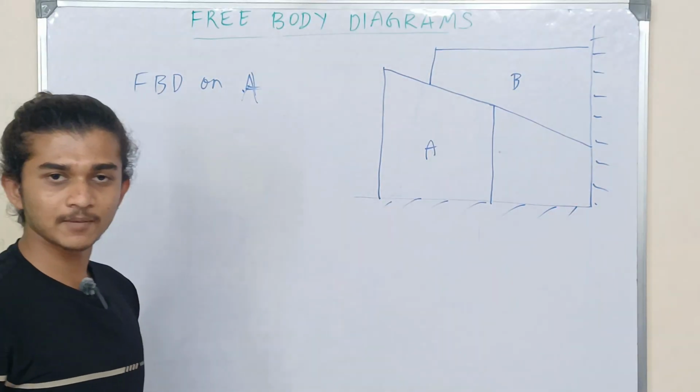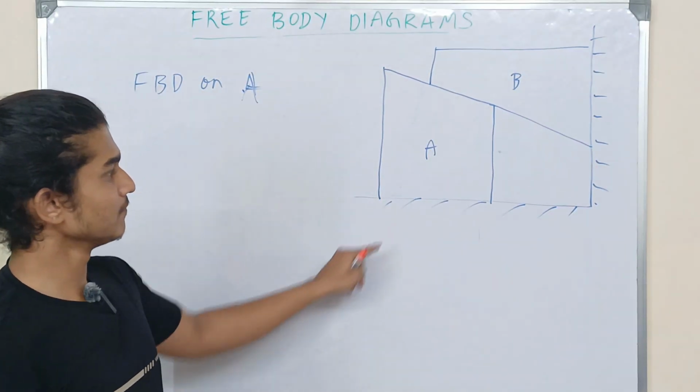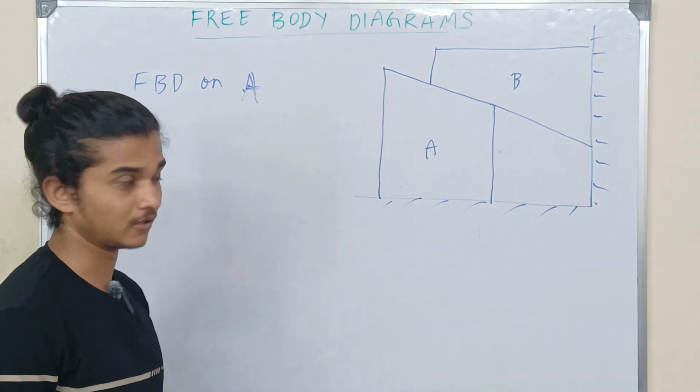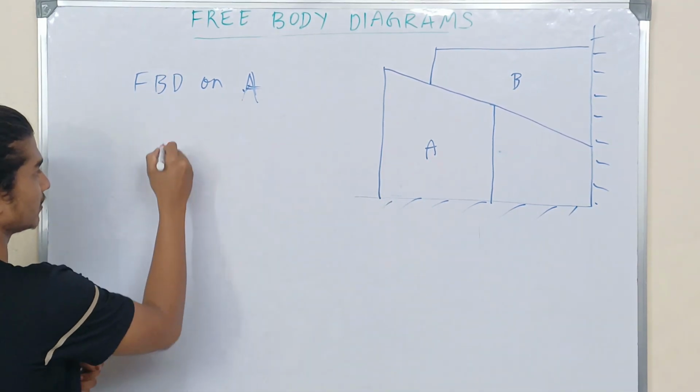In this example, we have to find the free body diagram on the block A. First thing, you have to isolate the body. So I'm going to isolate the body and write it over here.